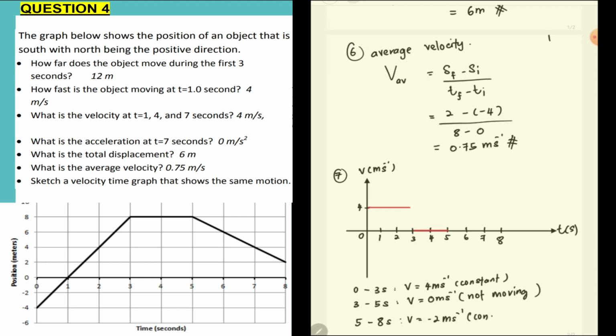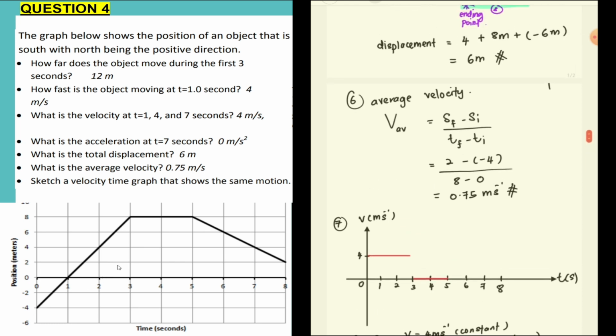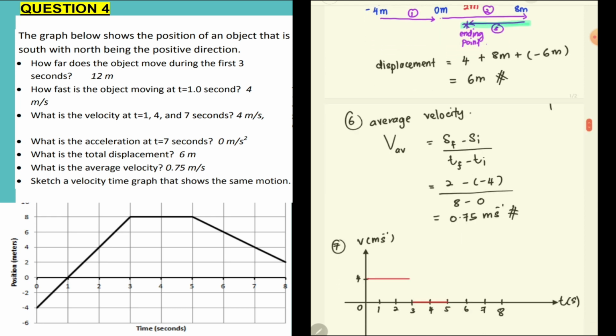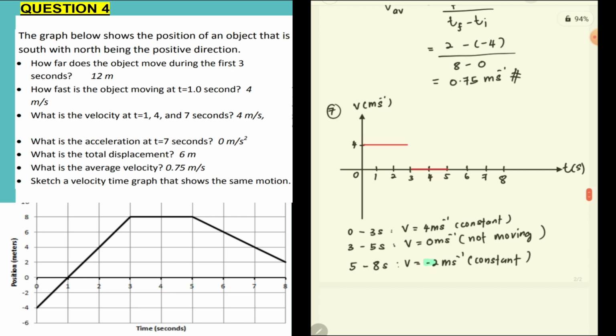Okay, it's constant. Why is it a negative value here? Because the object is moving in the opposite direction. Ingat tak tadi? Okay, cuba kita tengok yang atas tadi. Here from 0 to 8 and then the object is moving in the opposite direction from 8 to 2 meter. That's why the direction of velocity is negative 2 and it's constant. So here, let's say I put negative 2 here.